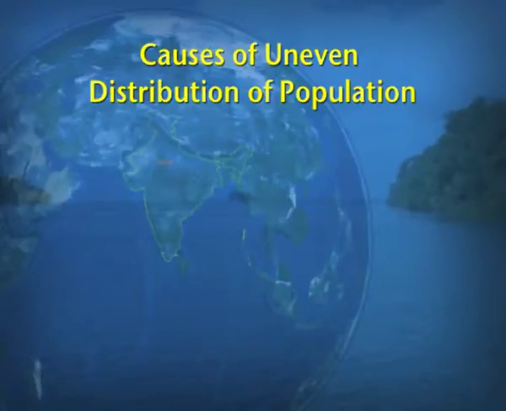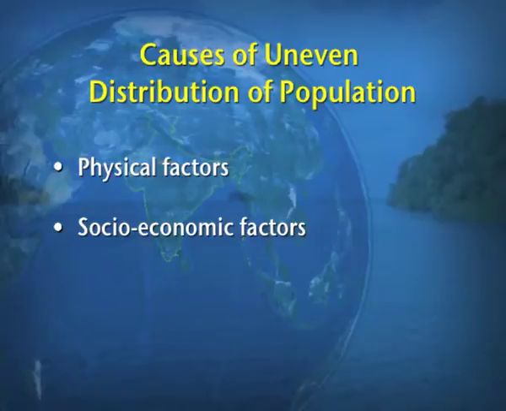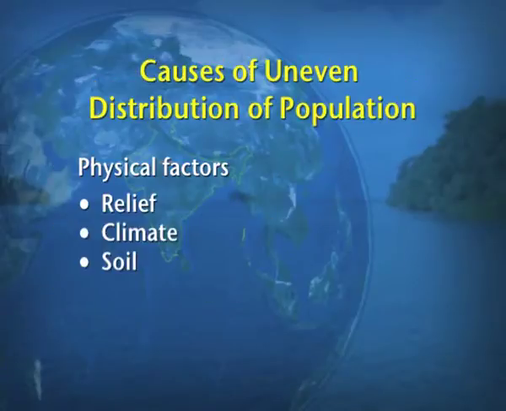Now, the question arises, what are the causes of this uneven distribution of population in the country? There are certain factors, physical factors, socio-economic factors and historical factors which are responsible for the uneven distribution of population. If we take up the physical factors first, physical factors mean maybe the relief, climate, soil; these are the factors which come under the physical factors.